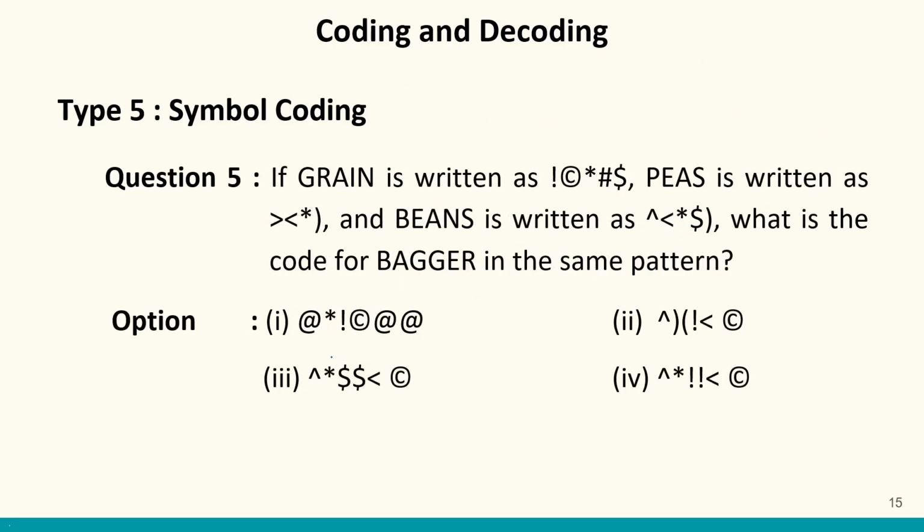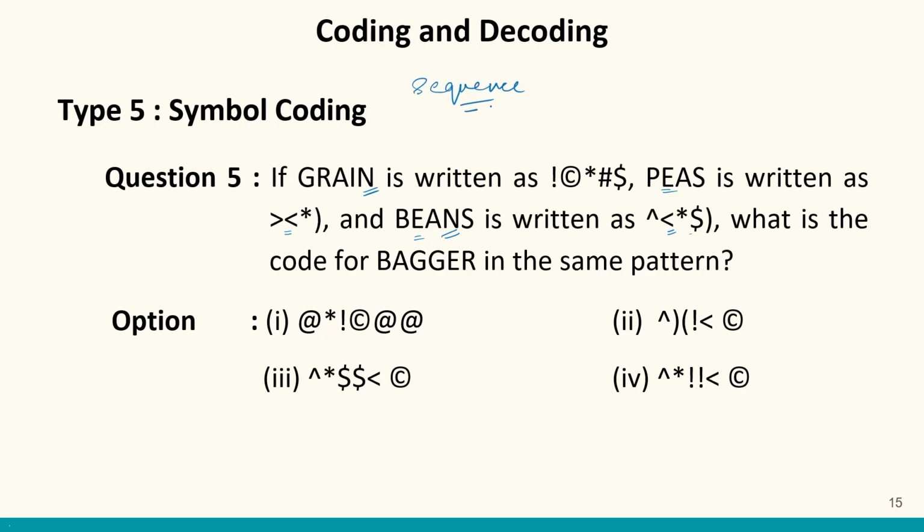Now let us look at this question. In this question, grain is coded as this and we have to find the code for packer. Let's check if they are in sequence. G is coded as this, R is coded as this. If we have to find a common word, that is N, we have N over here and N over here. N is coded as $ sign over here and N is coded as $ sign over here as well. So this looks like it could be in sequence. Let us check for E also. In peas, E is the second positioned word, which is coded as this. In beans, again, it is coded as this.